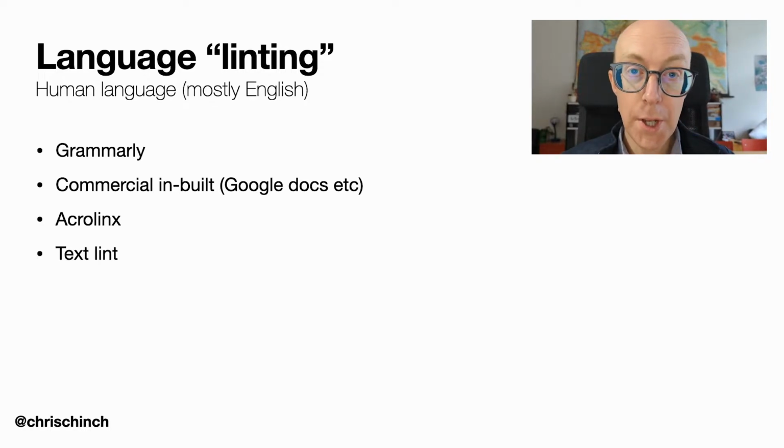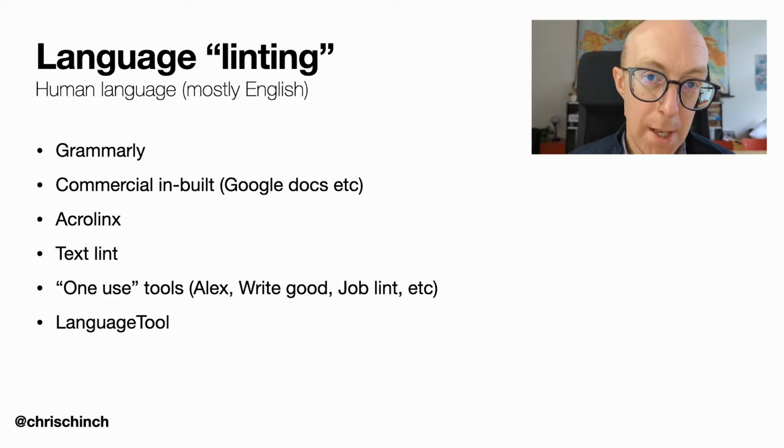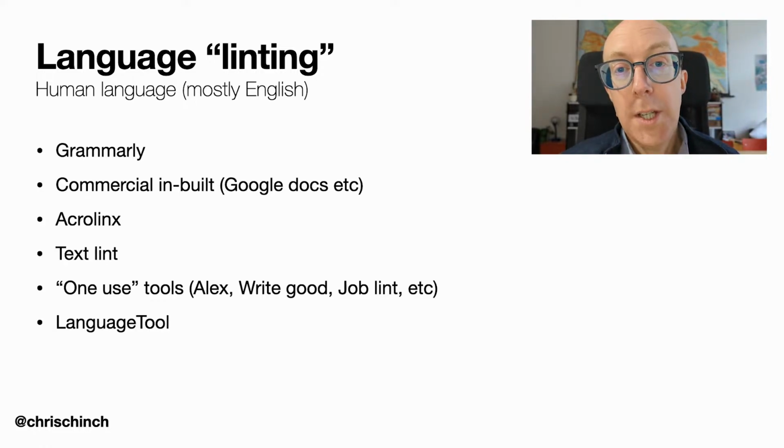On the open source side, we have TextLint. This is a series of NPM packages that you can assemble together to accomplish certain use cases, certain things you're trying to check for. Then there's what I will call one-use tools. These are things like Alex, WriteGood, JobLint, etc. These all look for one particular aspect of language. LanguageTool is a general purpose tool that's been around for a little while, and actually some other tools use it under the hood.